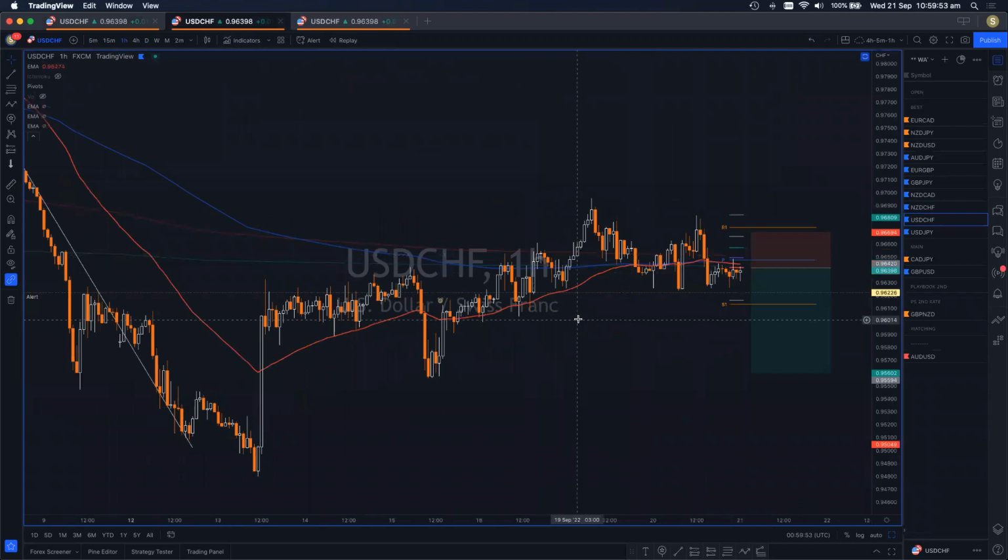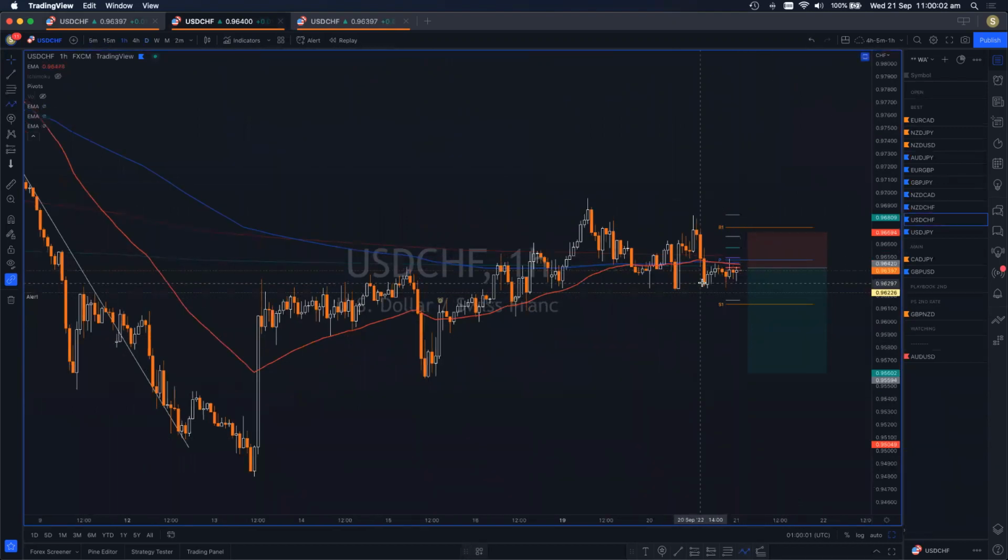On the hourly, it's kind of chopping around sideways. We have some decent price action. So what I want to see is, I wouldn't trade it short from here, although it's broken and retested the 1 hour 50. It's just too close. It's just been going sideways for too long.